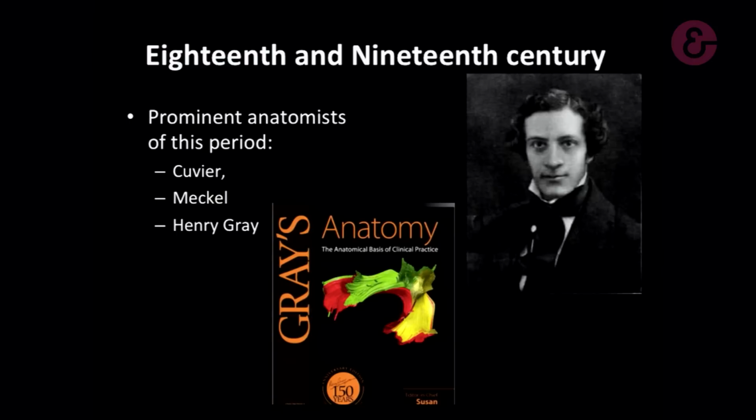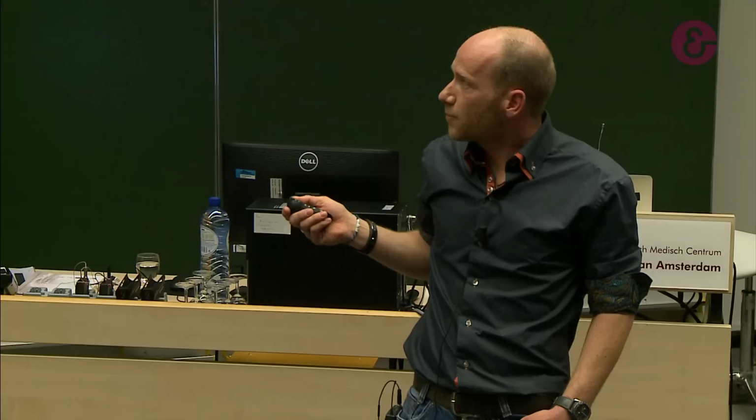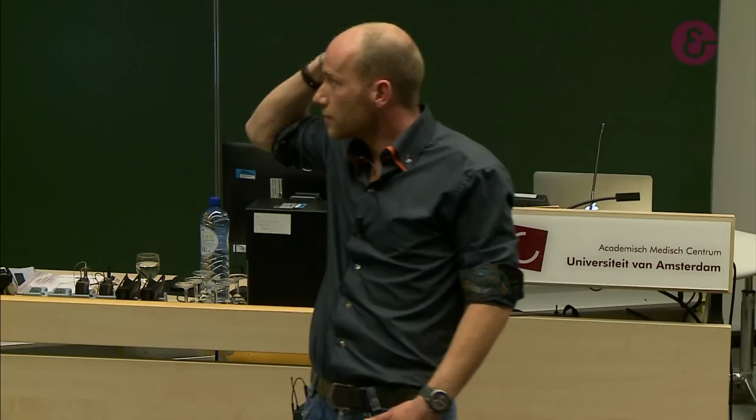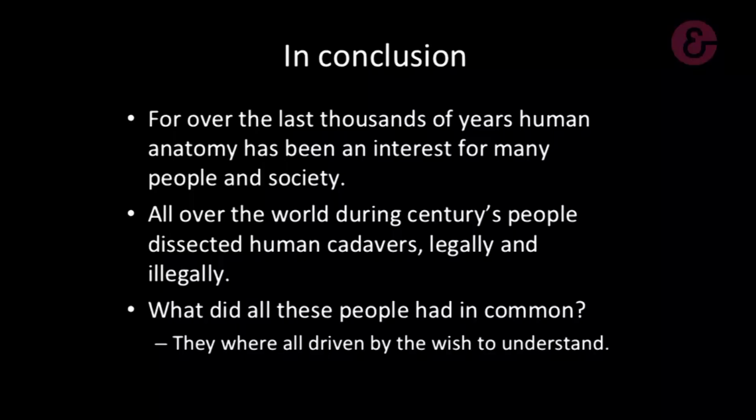The 20th century. I think it's a funny part of our history. Modern anatomy rises up: x-rays, MRIs, CT scans, everything to look inside the human body without dissection. So this is really interesting. In the late 20th century, new techniques like plastination. I'm also head of the plastination lab here at the AMC. Gunther von Hagens, who now has a big museum in Amsterdam, uses different techniques of conserving human bodies. So this is nice. This was a few minutes, huh?